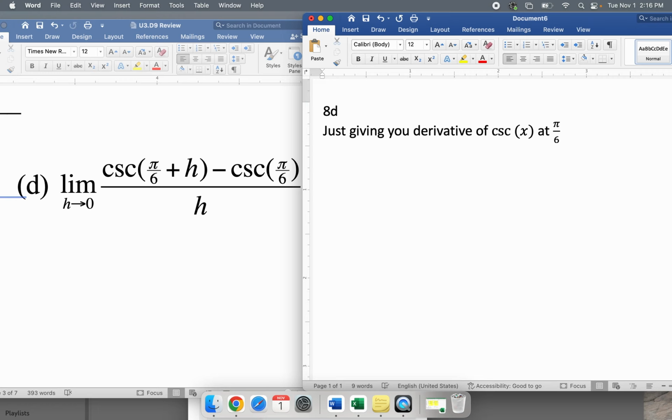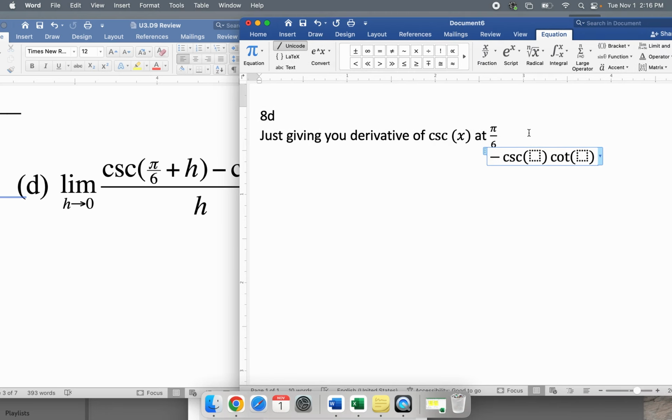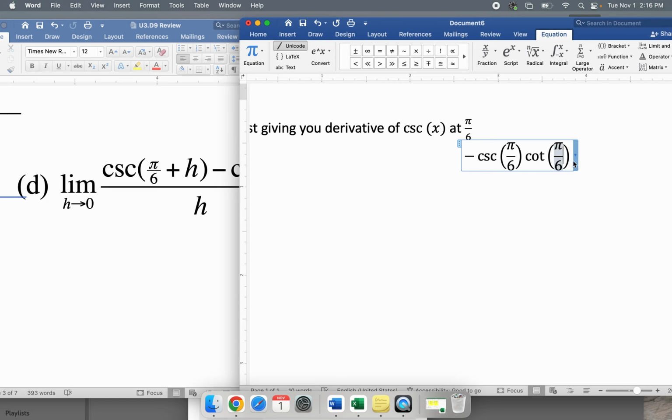So what will that be? The derivative of cosecant is negative cosecant cotangent, right? And then I just need to plug pi over 6 into that. Oh boy, what a joyful experience this is. So now I have to figure out what all of this is. So negative, what is cosecant pi over 6? I have no idea, but I do know that cosecant is the flip of sine. So that's 1 over sine of pi over 6.